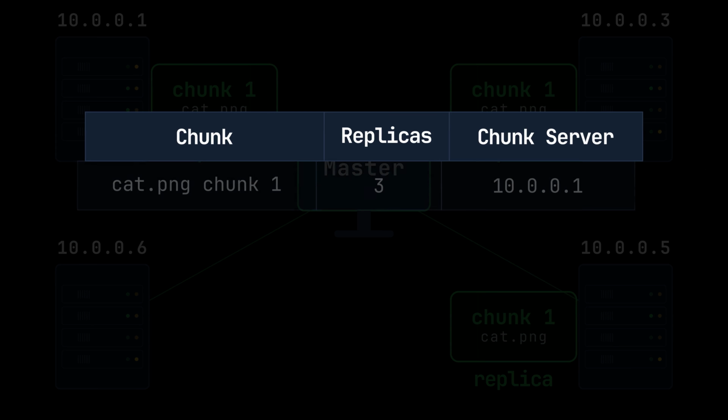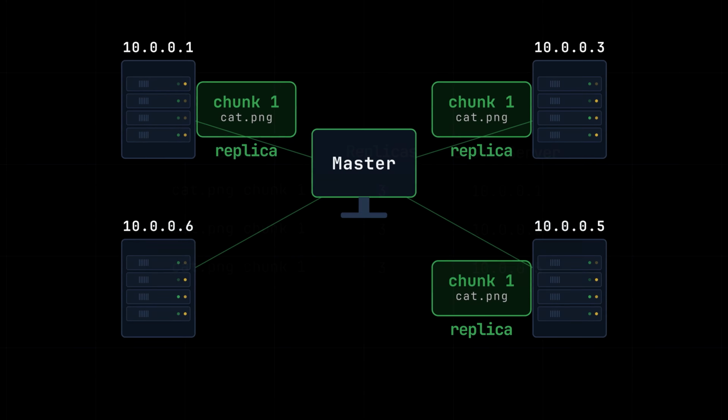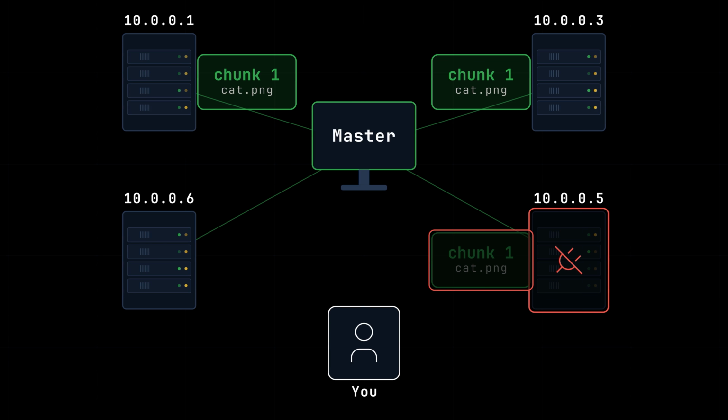Now, for each copy, the master server keeps track of the required replication factor and the IP address of all of the chunk servers that hold a replica of that chunk. That way, when one of those chunk servers dies and fails to respond, the client just makes a request to another chunk server that holds a replica of that chunk.